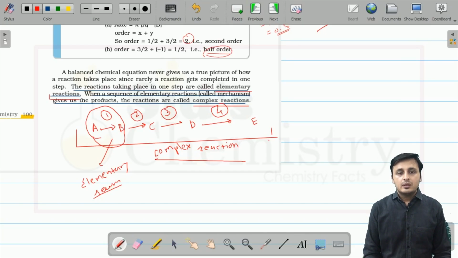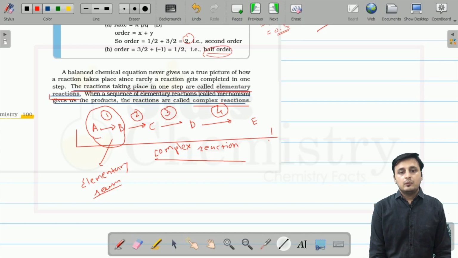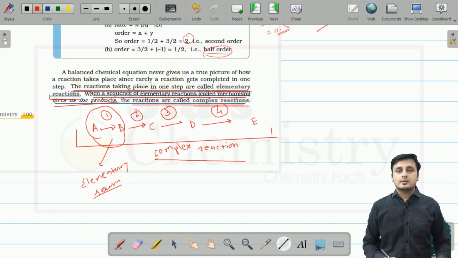So you can see in the textbook and you can write the definition that the reactions taking place in one step are called elementary reactions, and when a sequence of elementary reactions is present and gives us the product, the reaction is called a complex reaction. So when multiple elementary reactions are present to give the product, they are called complex reactions. So please write down these two definitions before we go further. I hope you understand both the concepts.